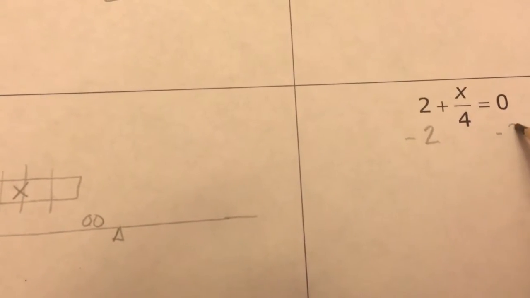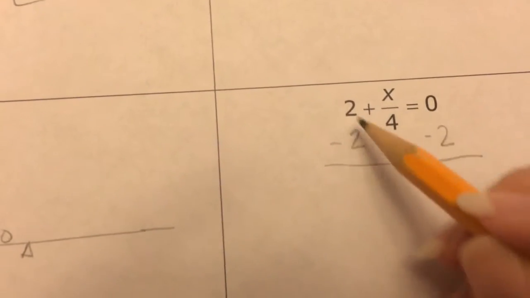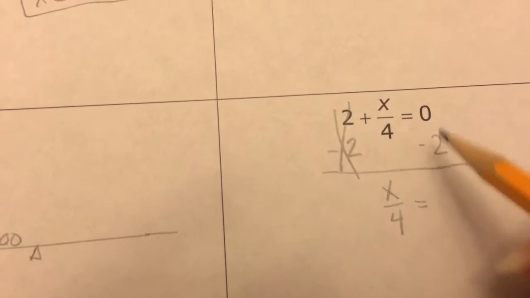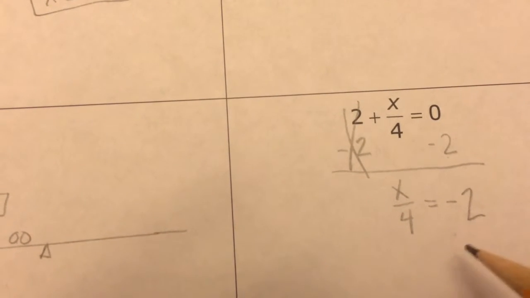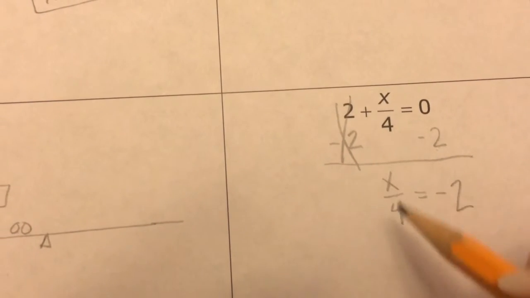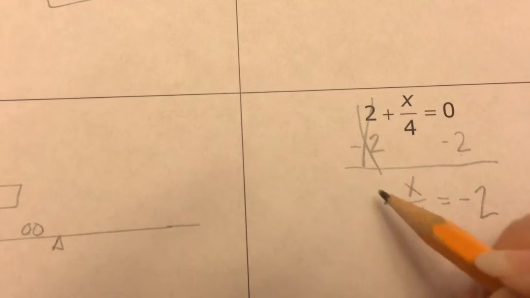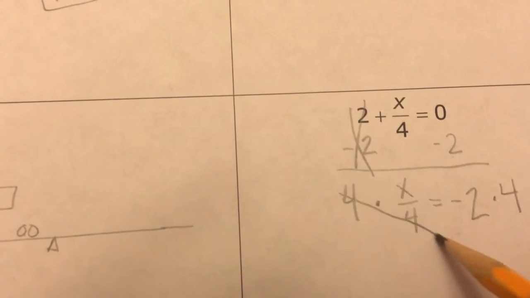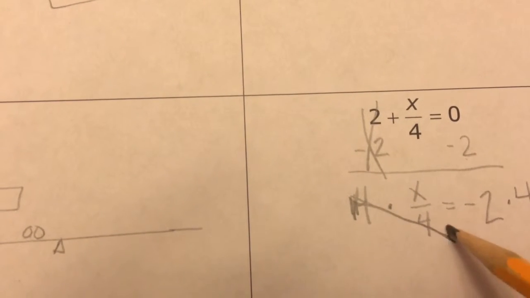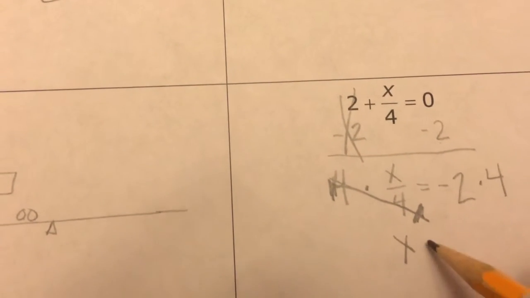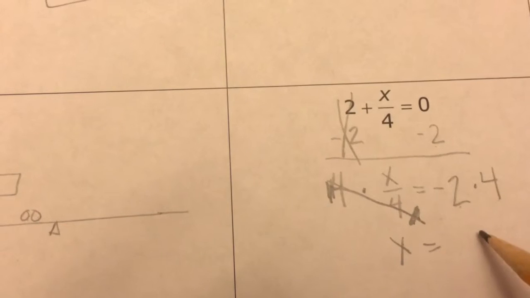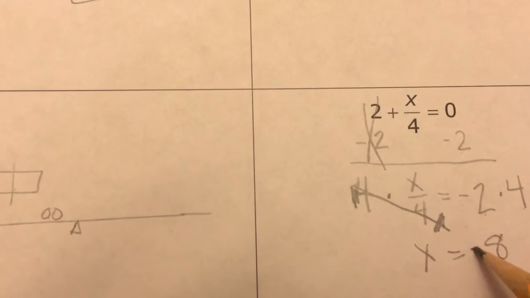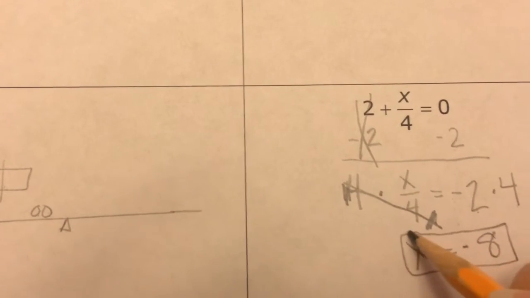So we're going to subtract 2 from both sides. That cancels out. I'm left with x divided by 4 equals 0 minus 2, which is negative 2. And then we just said in the previous problem, to undo division, I use multiplication. So 4 times 4, that cancels and makes my coefficient of 1, so just x. 2 times 4 is 8. I've got a negative and a positive. My signs are different, so my answer is negative.